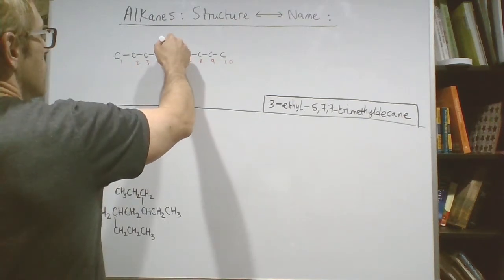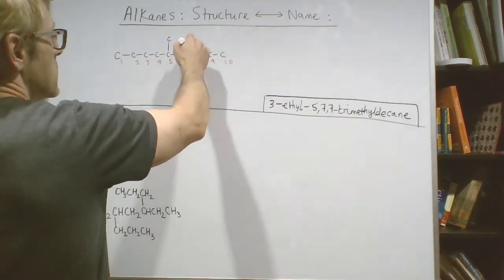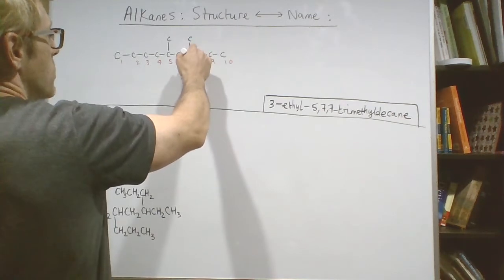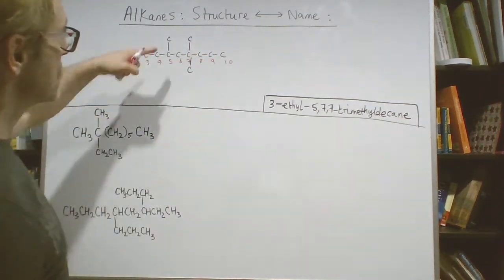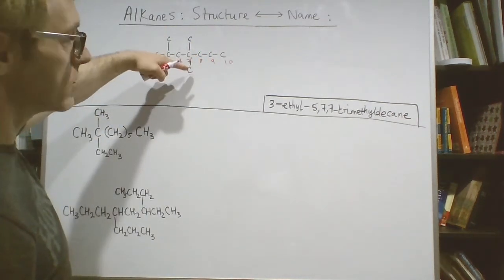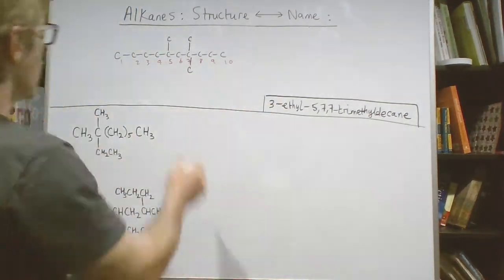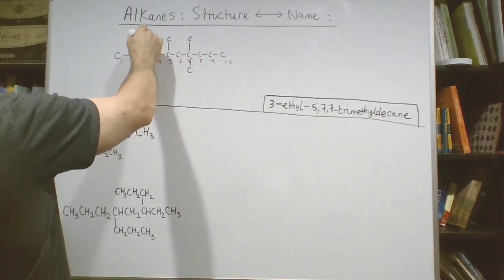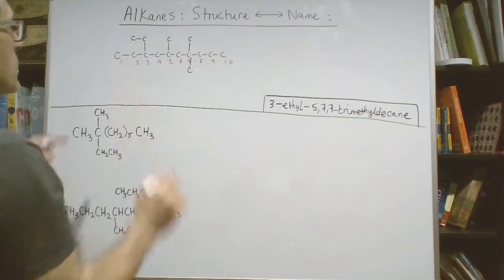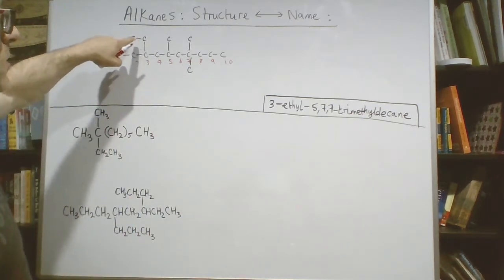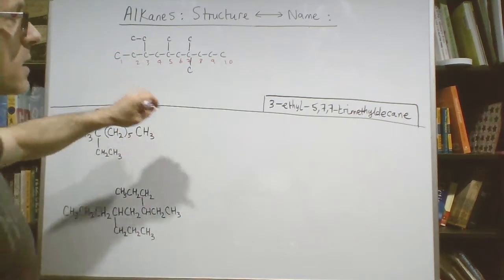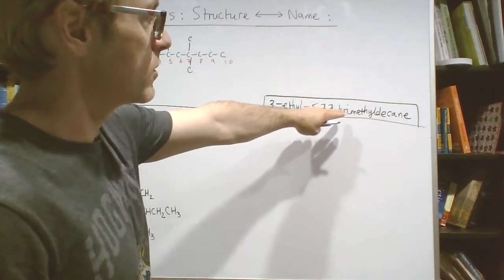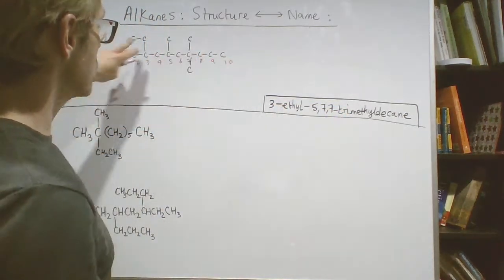So on 5, I've got a methyl bud. On 7, I've got 2 methyl buds. So on 5, I had 1. On 7, I had 2. And then on carbon 3, I have an ethyl. So that's my connection of 2 carbons on carbon 3. So you've gone from the name, you've interpreted it backwards, you've got your structure.